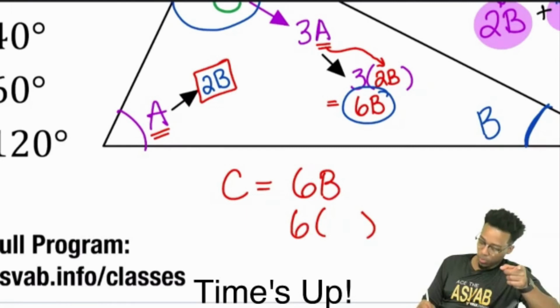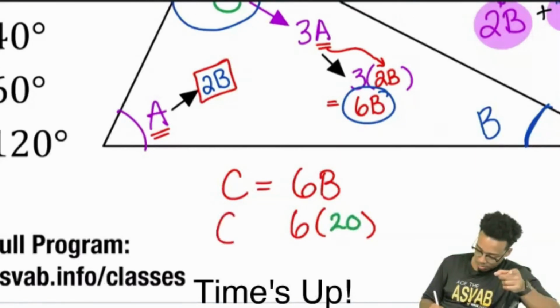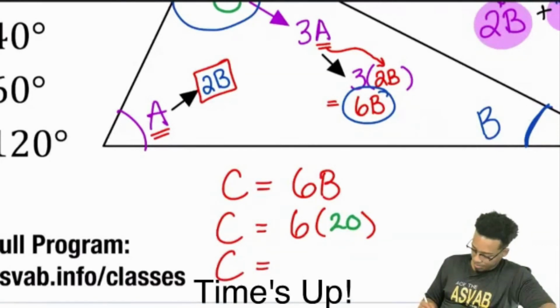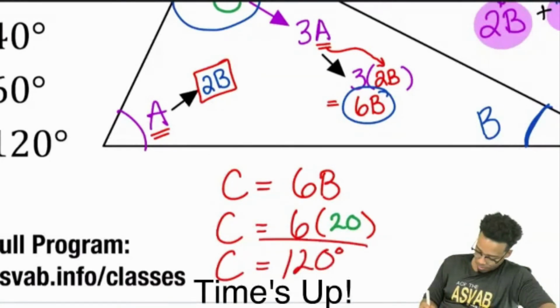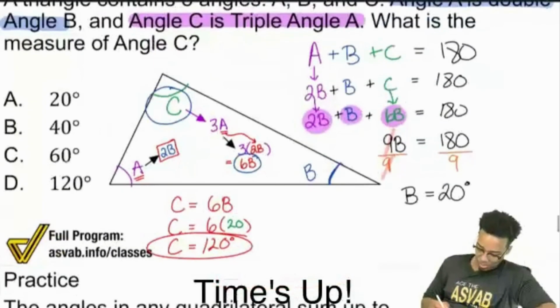Yup. 20. So we plug in that 20 that we had earlier. And again, that's going to be multiplication. Everybody, what's 6 times 20? 6 times 20 is going to give us 120. And that's going to be the answer.